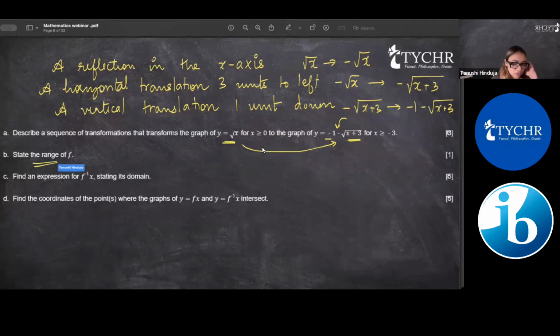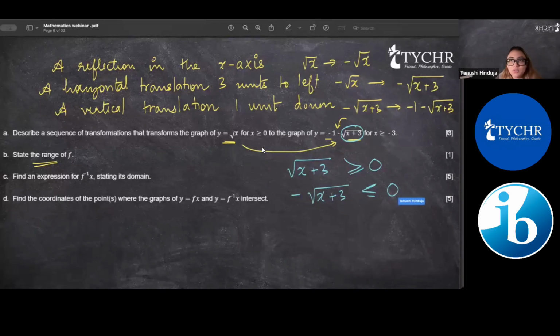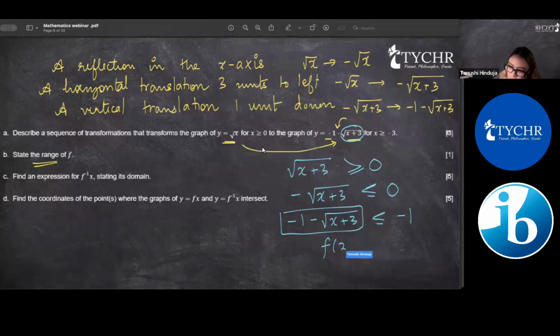Now, next, they want the range of the function. So remember, root functions can never be negative. So whatever's inside the root is always positive. So this thing, root of x plus 3, would always be a positive number, greater than or equal to 0. Which means the negative of this would always be less than or equal to 0. That would always be negative. And then if on both sides I just subtract 1, that would mean that this entire expression is less than or equal to negative 1. So our f of x is always less than or equal to negative 1. This is our range.